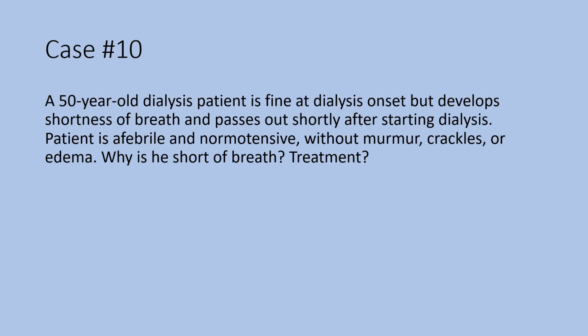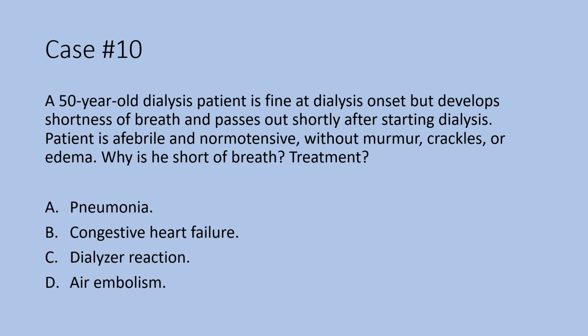Next case, 50-year-old dialysis patient is fine at dialysis onset but develops shortness of breath and passes out shortly after starting the treatment. Afebrile, normotensive, without murmurs, crackles, or edema. Why is he short of breath? Is it A, pneumonia, B, congestive heart failure, C, dialyzer reaction, or D, air embolism? And you guessed it, this is an example of air embolism.